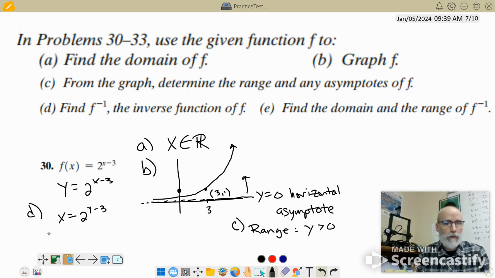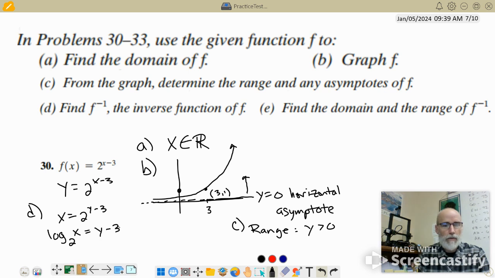So I'm going to go log base 2 of x is equal to y minus 3. I converted from exponential form into log form. The base is 2, the exponent is y minus 3, and I'm going to get x. That's saying the same thing right there. I just need to move the 3 to the other side, and I've got the inverse. Okay, so my inverse comes out to be y equals log base 2 of x plus 3.